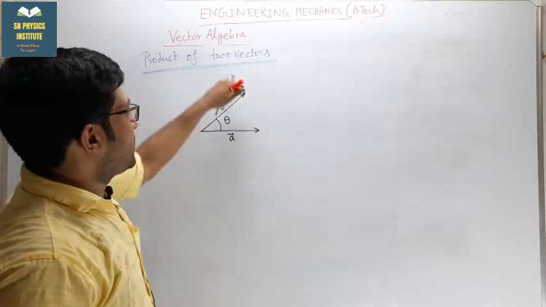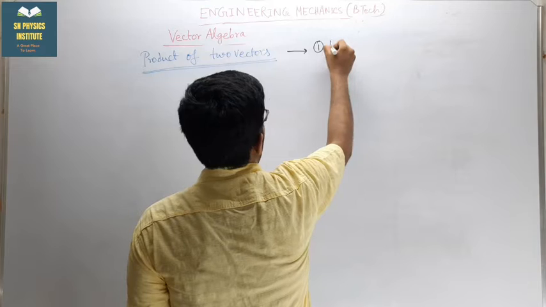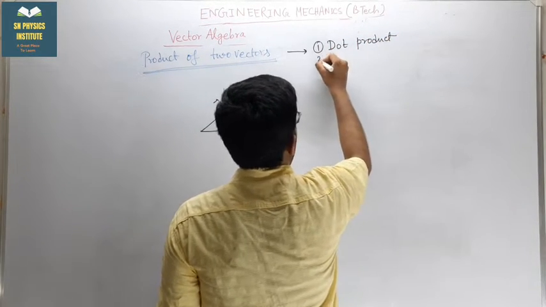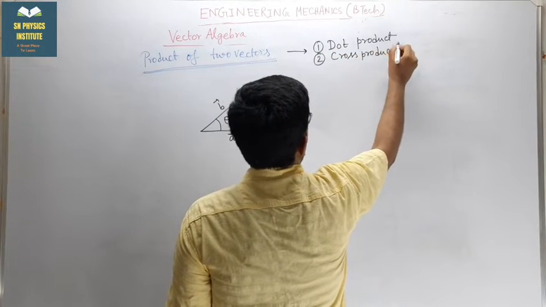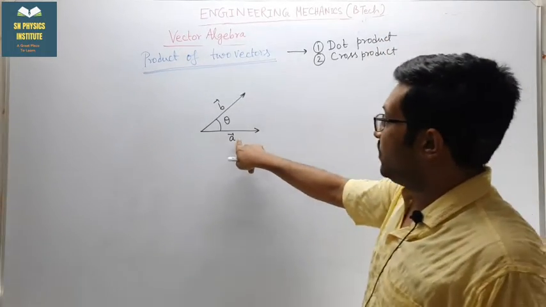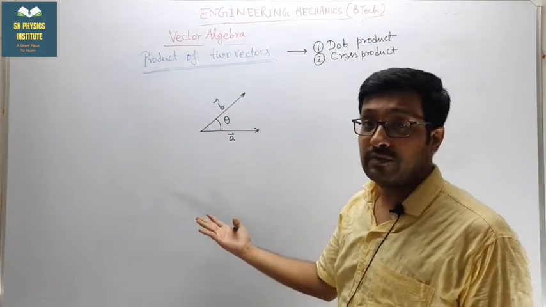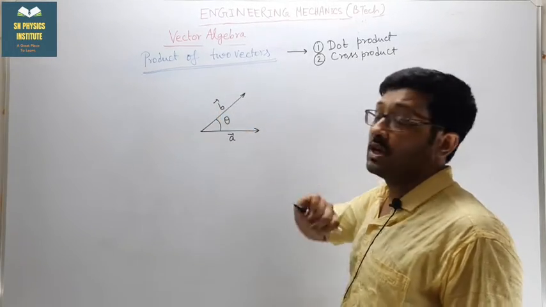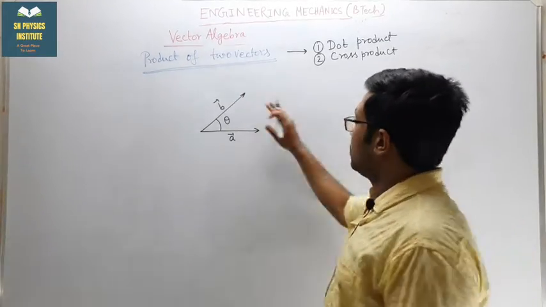The product of two vectors is of two types. One is the dot product, and another is the cross product. Dot product means if you multiply these two vectors, you get a scalar quantity. And cross product means if you multiply these two vectors, you get a vector quantity. So this is the product of vectors.